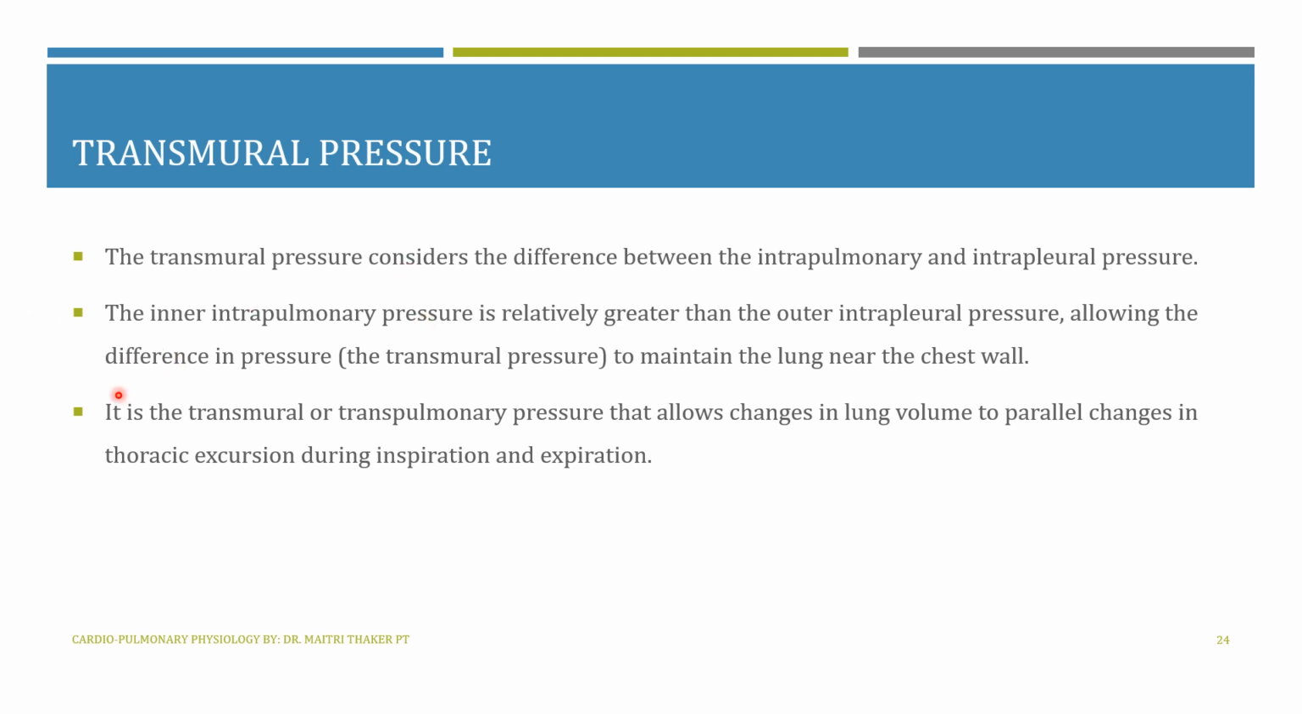It is the transmural pressure, or transpulmonary pressure, that allows the changes in lung volume parallel to changes in the thoracic excursion during expiration and inspiration.